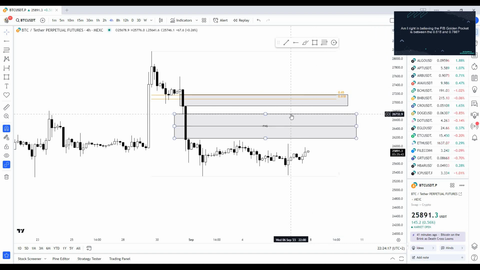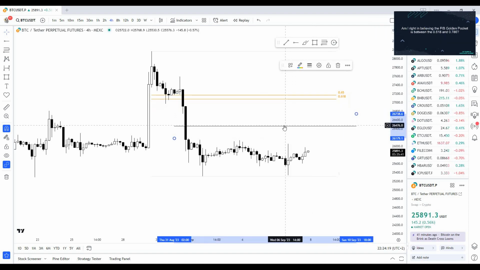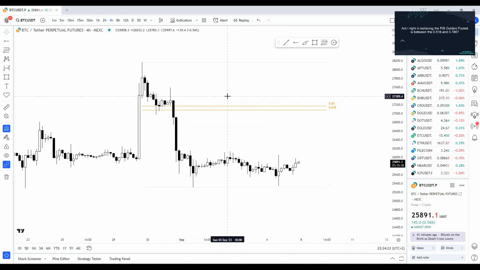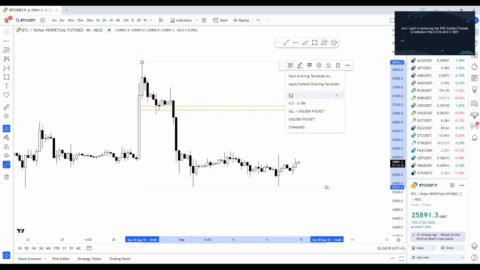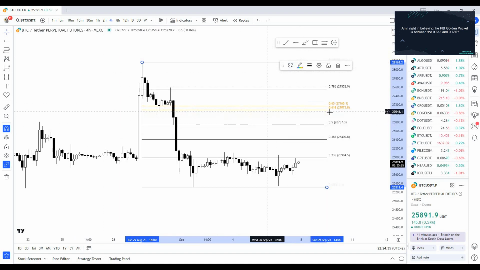Let's for a moment clear the FVGs and make the Fibonacci a bit clearer. So we want all those golden pocket. As you can see, the golden pocket I use is between 0.618 and 0.65. Sometimes you see 0.618 and 0.66, but that's the most commonly used. You also see people saying, well, it's between the 0.5 and the 0.786. Well, that's a big golden pocket.